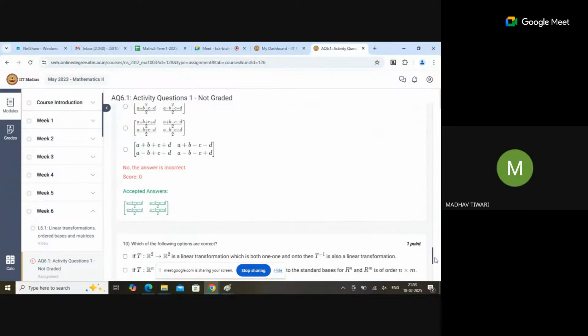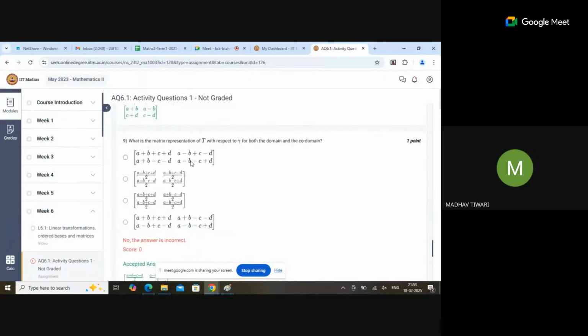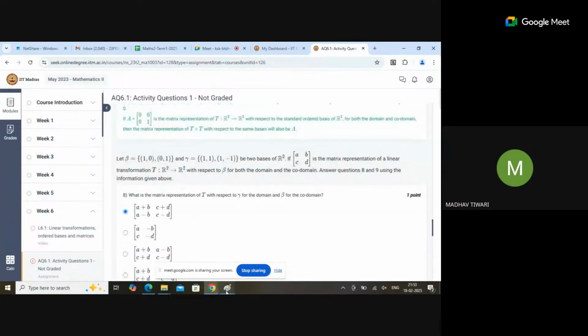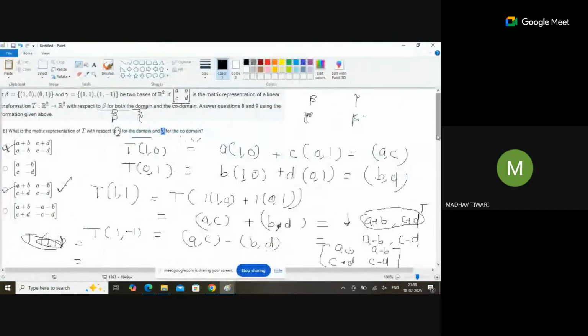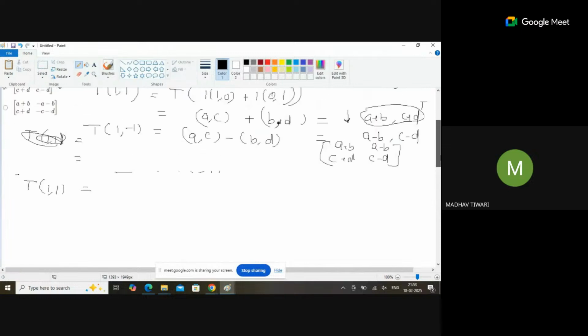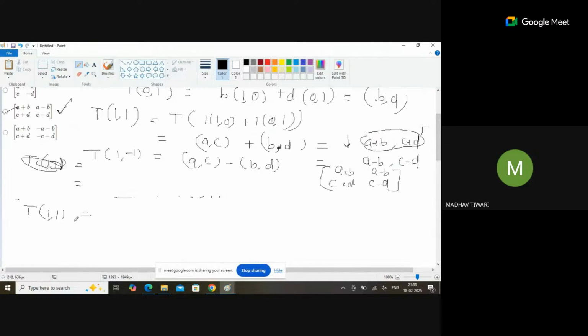Next is a matrix representation of T with respect to gamma, both domain and codomain. Now we have to use both. Gamma is domain and codomain. Now let's go here and use gamma. Transformation of (1, 1) I can write, I have already derived. (1, 1) is (A plus B, C plus D), right? And transformation of (1, -1) was (A minus B, C minus D).